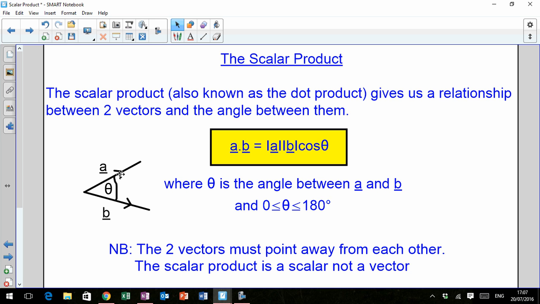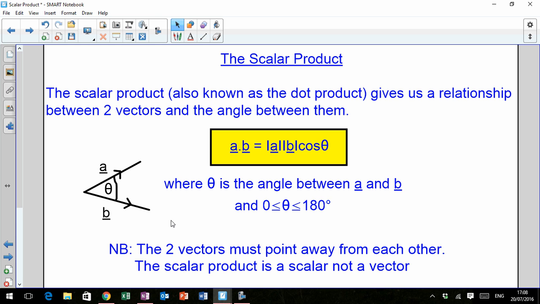The angle between the two vectors is obviously going to be one that is less than 180. And this is the kind of one you have to be careful of. The two vectors must point away from each other. So both vectors must leave the meeting point in order to be able to calculate the scalar product. Okay, there's one that can go in your notes for you.